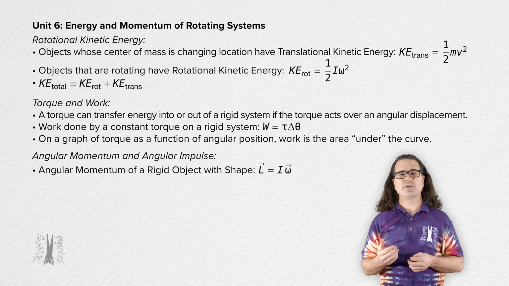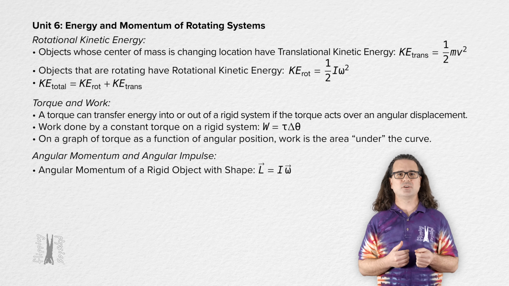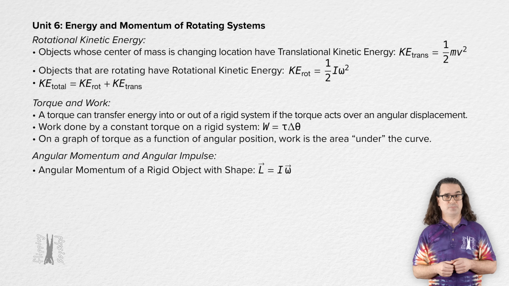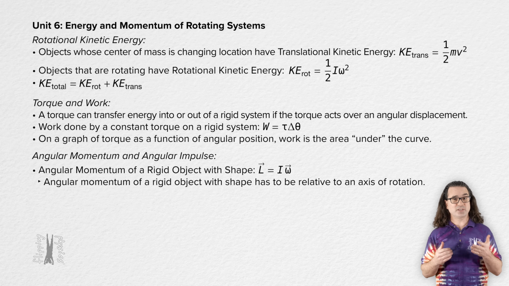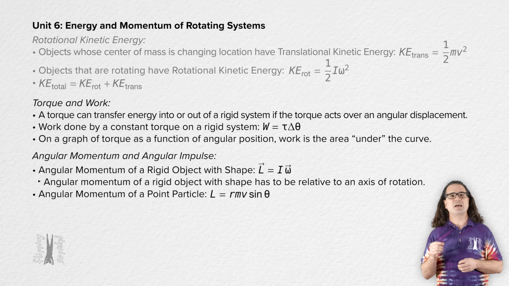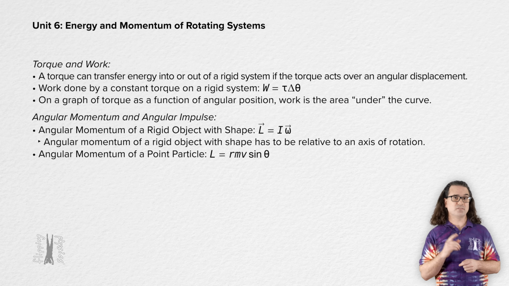Angular momentum of a rigid object with shape equals rotational inertia times angular velocity. Angular momentum is a vector. Angular momentum of a rigid object with shape has to be relative to an axis of rotation. Angular momentum of a point particle equals r, the distance from the axis of rotation or reference line to the point particle, times the mass of the point particle times the magnitude of the velocity of the point particle times the sine of the angle between r and v.